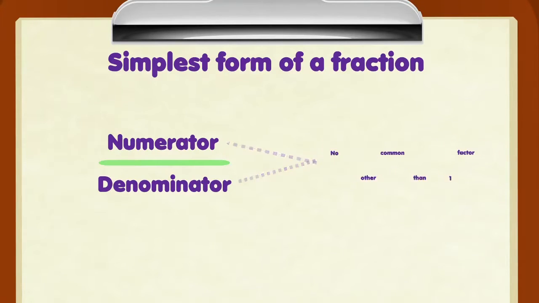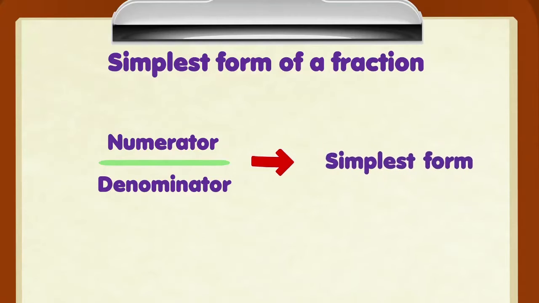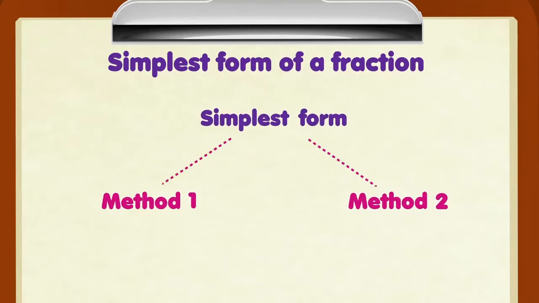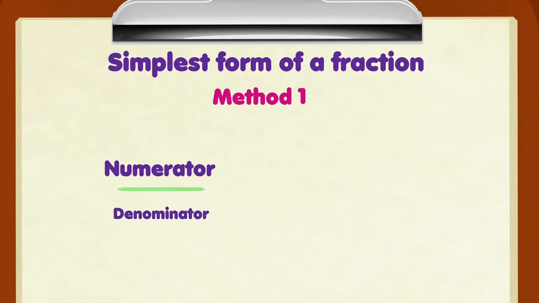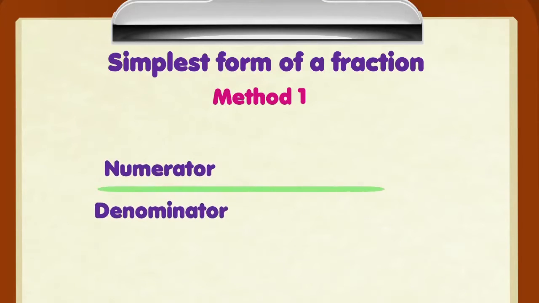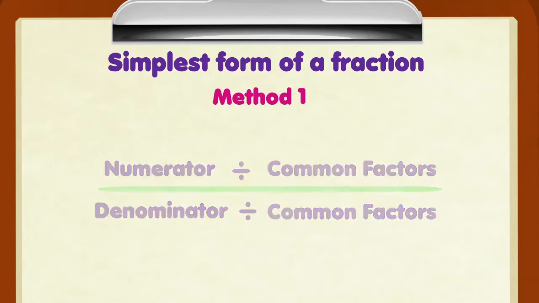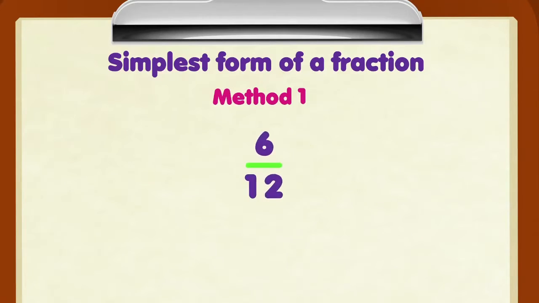We can simplify any fraction into its simplest form by using either of two methods. Method 1. Divide the numerator and the denominator by the common factors until they have only 1 as the common factor. Let us take the fraction 6/12.